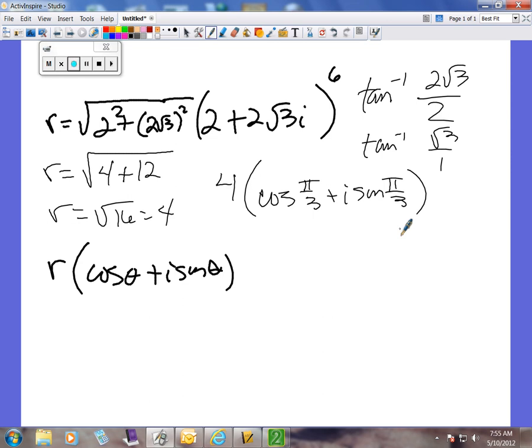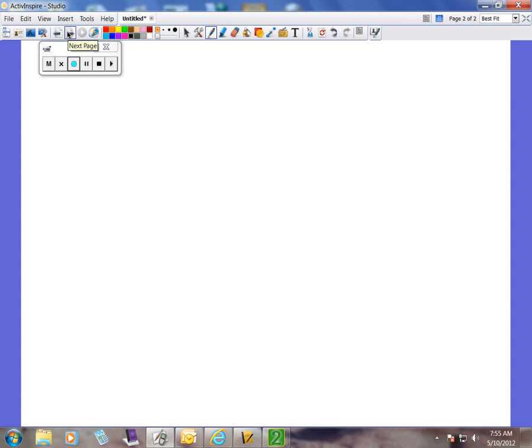All right, I'm going to erase this now so I have some room. Or actually, I could just do this. So now we have, I want you to keep in mind what we're doing here. We're taking this to the 6th power. Right now it equals this in polar form.